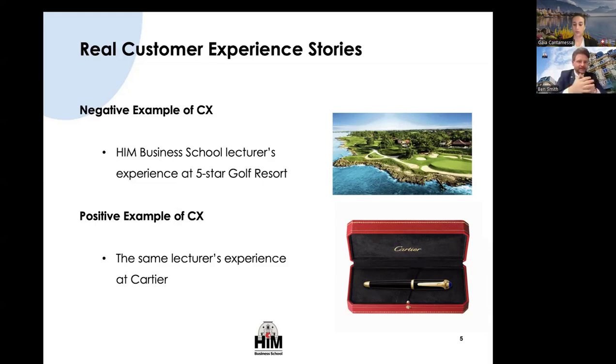So in this case, there were many opportunities to solve and fix the issues for the customer. But if you don't make the effort to do so, then you're going to lose loyal customers. Let's turn to a positive example from the same colleague of mine. When he was at university, he was given a beautiful Cartier pen by his parents, and he was using this pen regularly, and unfortunately, the ink ran out one day.